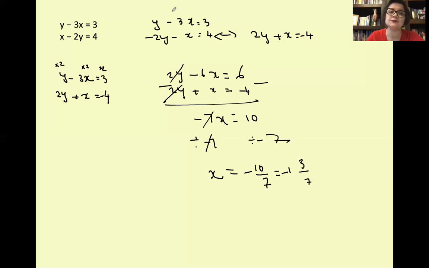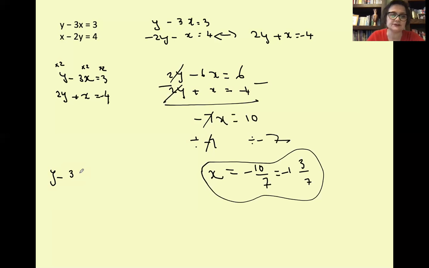Now is the time to substitute. I'm going to choose the first equation. I'm going to put this in a circle so I know how much the x is. Now, y minus 3 times x, and x is minus 10 over 7, so times minus 10 over 7 equals 3, right? So y minus 3 times minus 10 over 7 becomes y plus 30 over 7 equals 3. Now, to be able to find the y, you take away 30 over 7 on both sides. And so y equals 3 minus 30 over 7.